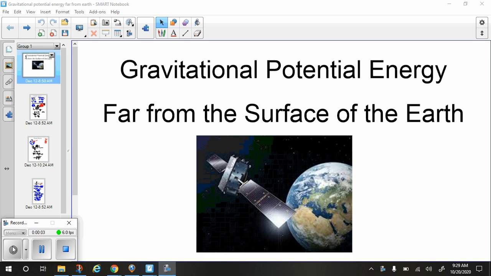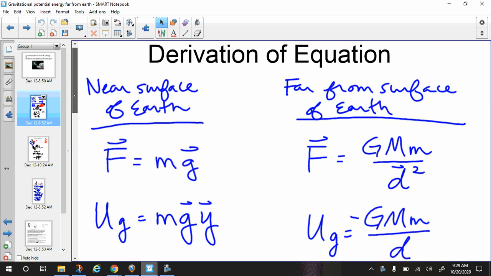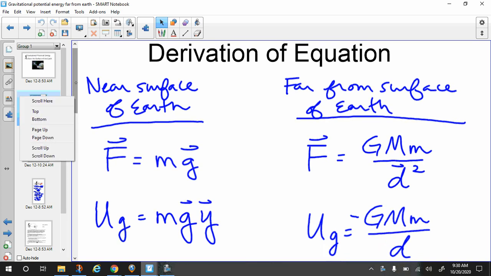We're going to talk about gravitational potential energy far from the surface of the Earth. So first we're going to derive the equation. I wanted to go over the actual equations for you to make sure that you have them both in your head and you know what to look for on the equation sheet.